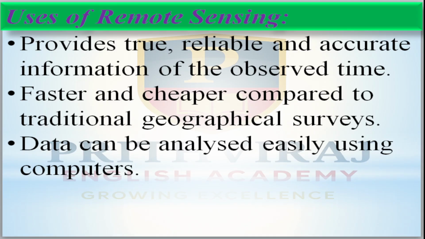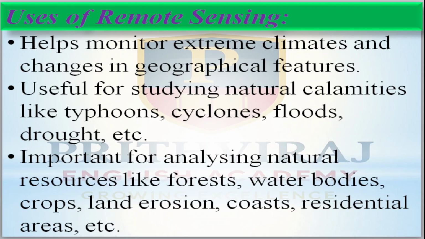Now come to the uses. It provides true, reliable and accurate information of the observed time, faster and cheaper compared to other traditional geographical surveys. Data can be analyzed easily using computers. It helps to monitor extreme calamities and changes in geographical features, useful for studying natural calamities like cyclones, floods, and drought, etc. It is important for analyzing natural resources like forests, water bodies, crops, land, erosion, coasts, and residential areas, etc.